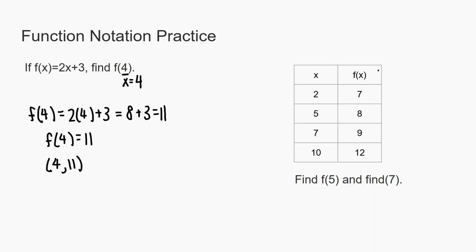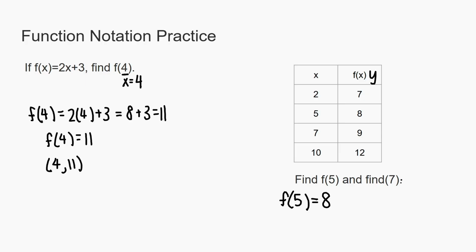Now, let's do this question. We instead have this function written as x and f of x. So as you know, f of x is basically just y, so these are all just ordered pairs. Our question is to find f of 5. Now, what does f of 5 mean? It means we're looking for the value of y when x equals 5. The value when x equals 5 is going to be 8. So f of 5 equals 8.